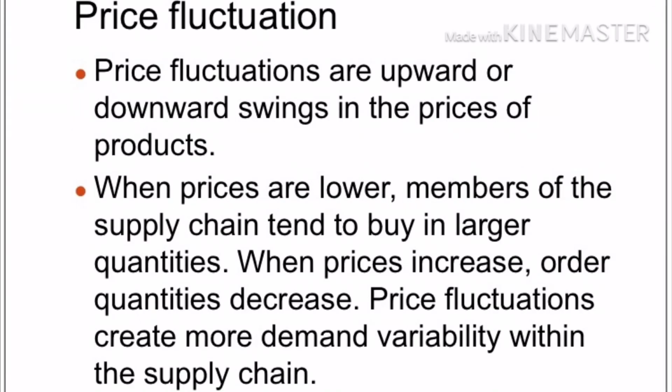Price fluctuations cause companies to buy products before they need them. Price fluctuations follow special promotions like price discounts, quantity discounts, coupons, and rebates. Each of these price fluctuations affects the replenishment orders placed in the supply system. When prices are lower, members of the supply chain tend to buy in larger quantities. When prices increase, order quantities decrease. Price fluctuations create more demand variability within the supply chain.